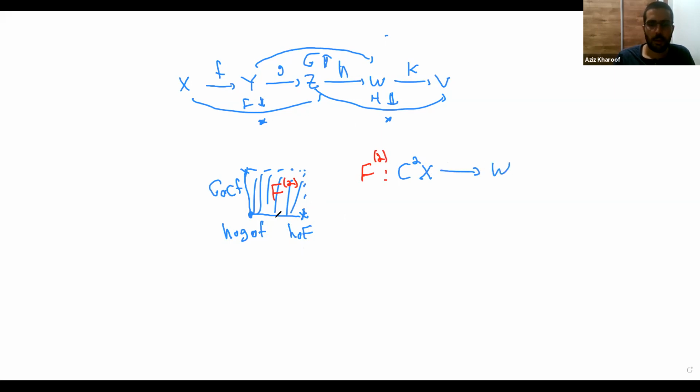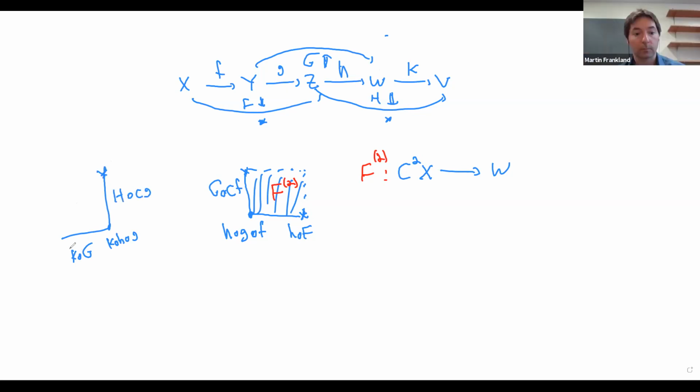So we have this. On the other side, we can do the same for G, H, and K. Here we have G composed with K, and we have G with H, so the cone of G with H.